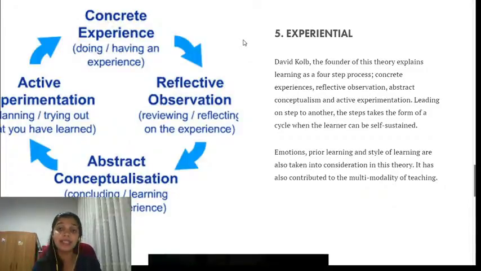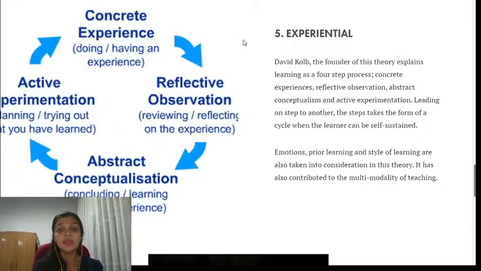And lastly, when talking about the experiential approach to learning, the founder, David Kolb, has developed four stages to learning. So let's look at them. Concrete experience, reflective observation, abstract conceptualization, and active experimentation are those four steps. So this takes a cyclical form, so the learner can be self-sustained.